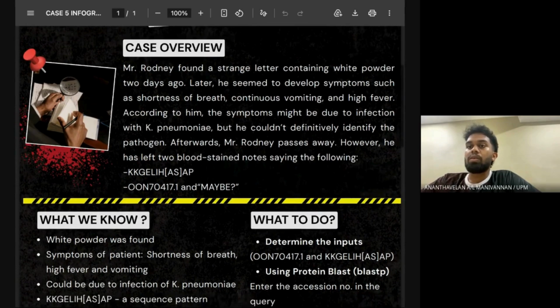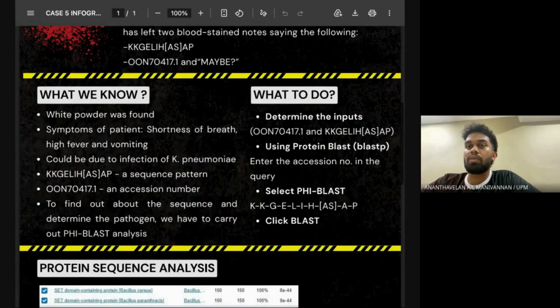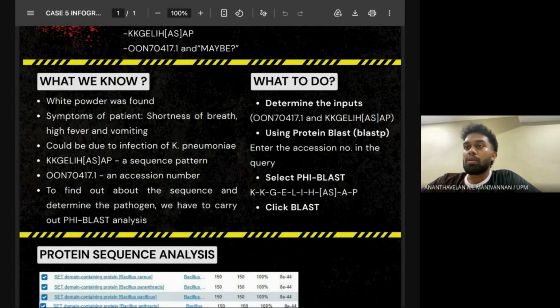He also left two notes as clues, an accession number and a pattern sequence. So what we know from this incident is that white powder was found and the patient experienced symptoms such as shortness of breath, high fever, and vomiting, and could have been infection of K pneumonia according to the patient. The patient left a sequence pattern and an accession number as a clue. So we have to find out about the sequence and determine the pathogen by carrying out protein BLAST analysis, using the accession number as the query.